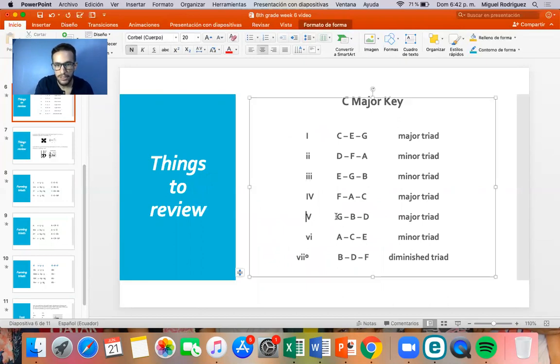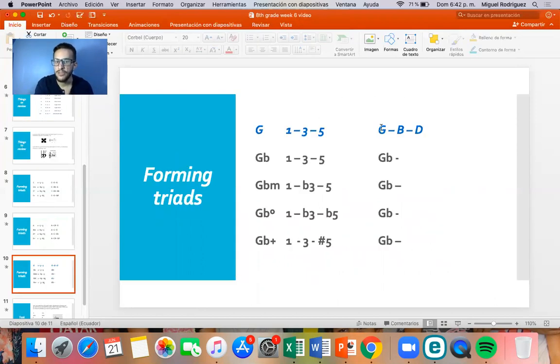Let's see here. Here we have 5, GBD, major. So you know GBD is major, okay? So let's go back. So if you know GBD is major, then you know it's going to be 1, 3, 5, okay? So far, so good. So what do we need to do to make the major triad from G flat? Well, if G turns here to G flat, what do we have to do to B and to D for this to keep the same distance?